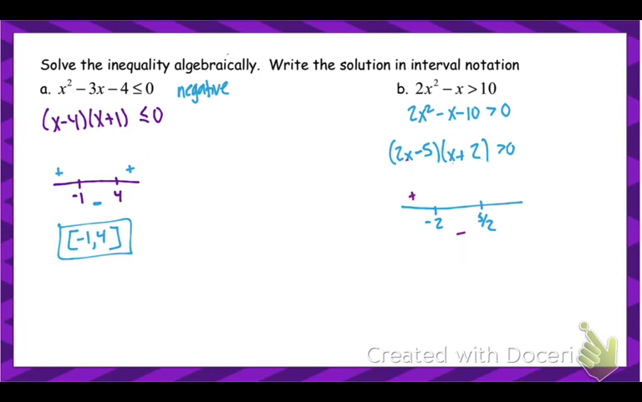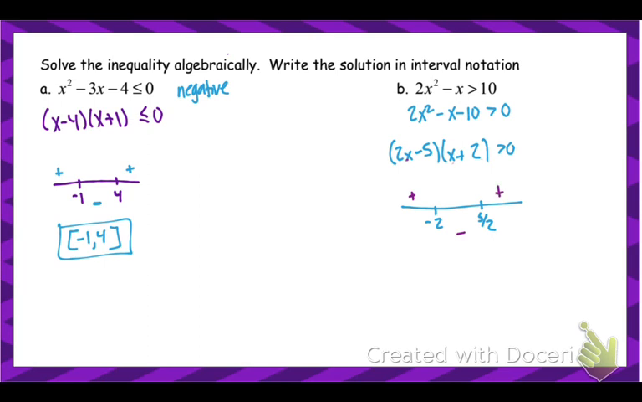All right, let's go to the next one. Something to the right of 5/2. Again, let's do 100. 2 times 100 minus 5 is a positive. 100 plus 2 is a positive. A positive times a positive is overall going to be positive. So this region is positive.